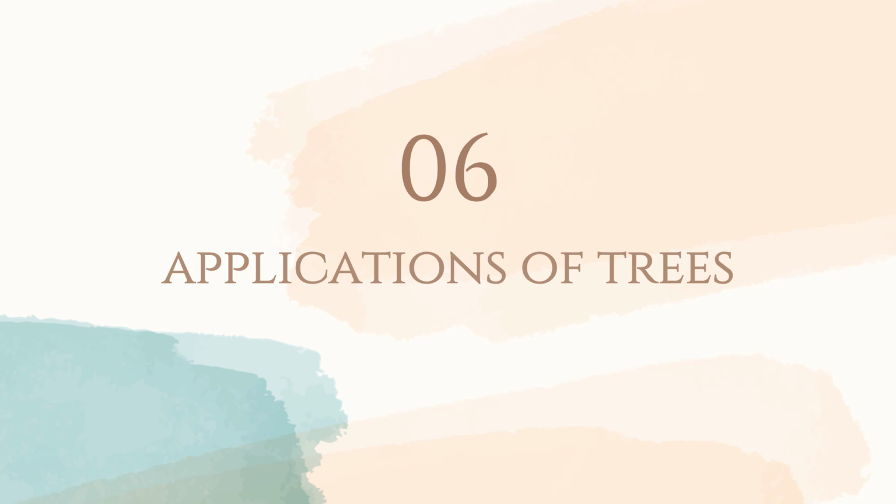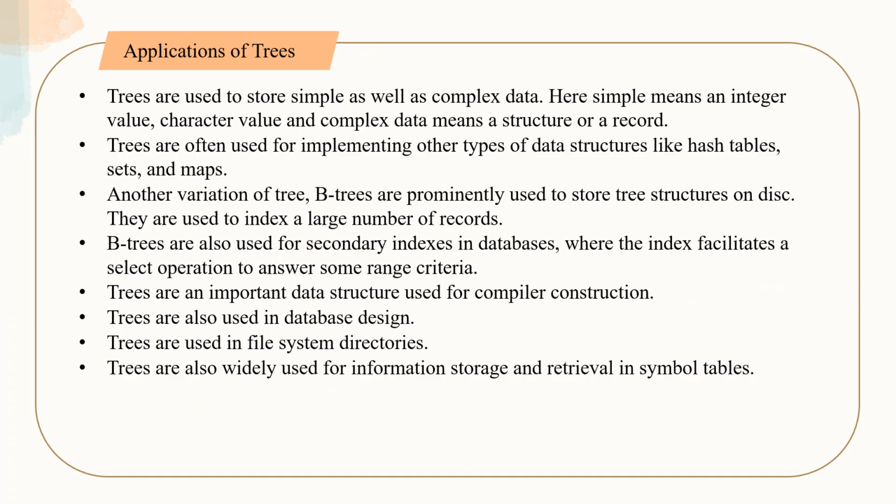Let us conclude with applications of trees. There are so many applications of trees. Trees are used to store simple as well as complex data. Here, simple data means integer, character, floating point numbers, and complex data means a structure or a record. Trees are often used for implementing other types of data structures like hash tables, sets, and maps. Another variation of tree, B trees, are prominently used to store tree structures on disk. They are used to index a large number of records.